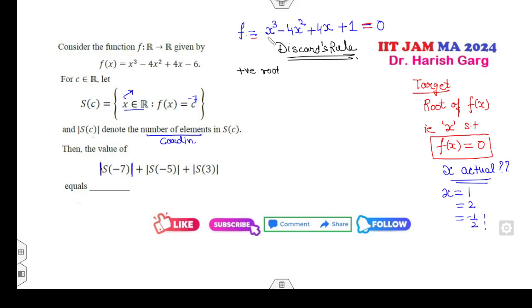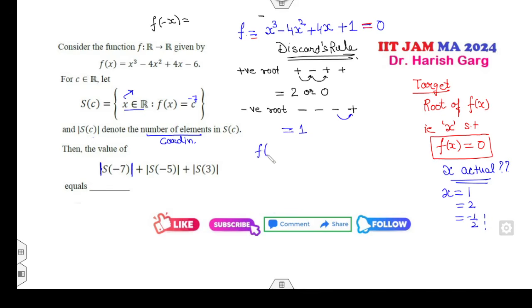Fine. So how many changes in the sign? First is positive, negative, positive, positive. 1 and 2. There are 2 changes in sign. So the number of positive roots is either 2 or 0. How many negative roots are there? You can calculate the value of f(-x). So the first will be negative, second will be negative, third is negative, fourth is positive. There is only one change in sign. So the negative root is 1.